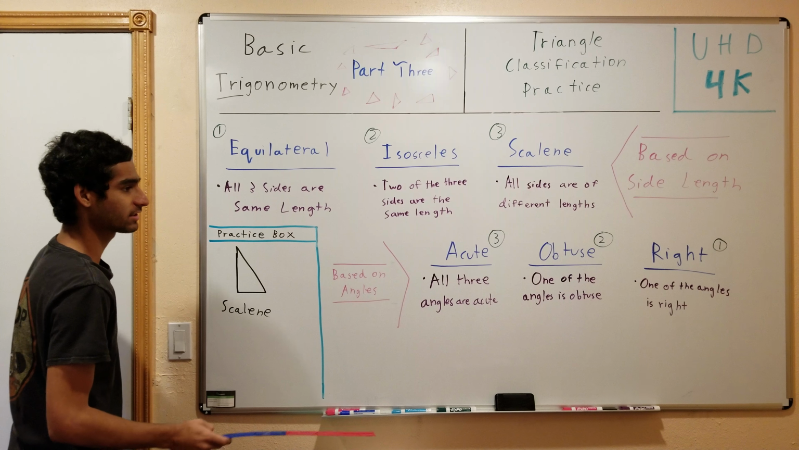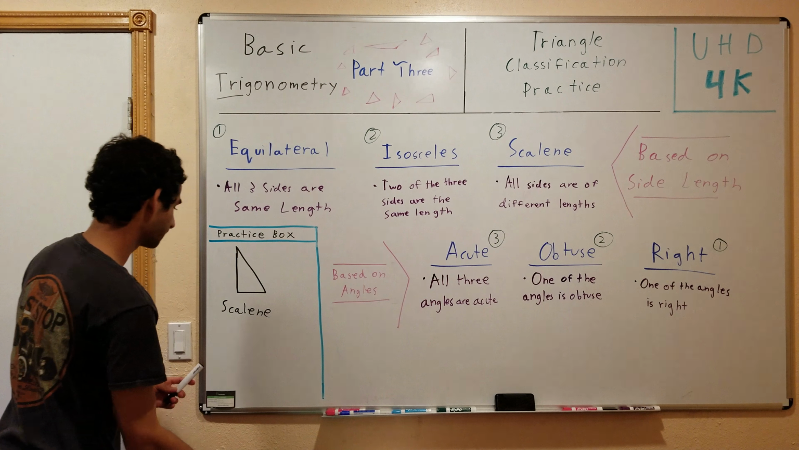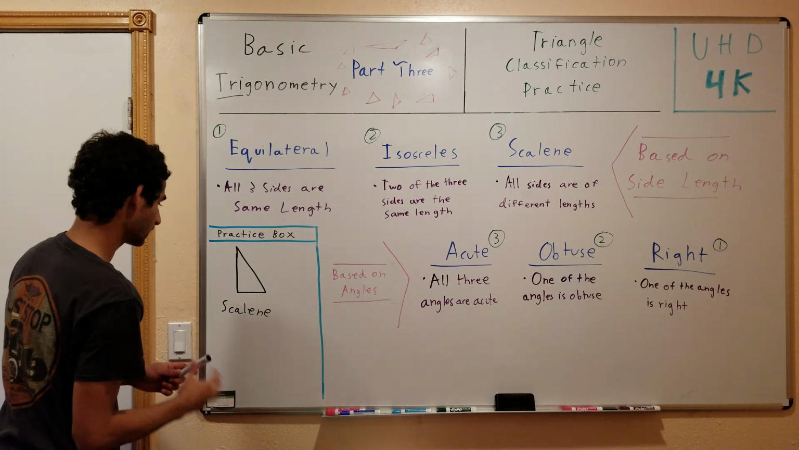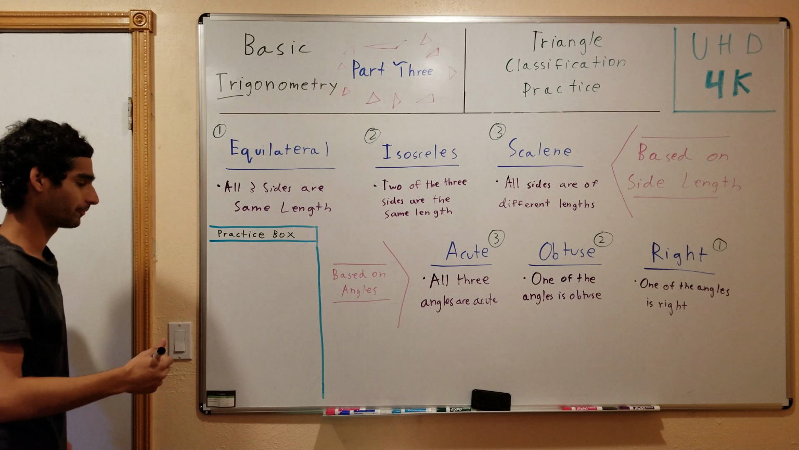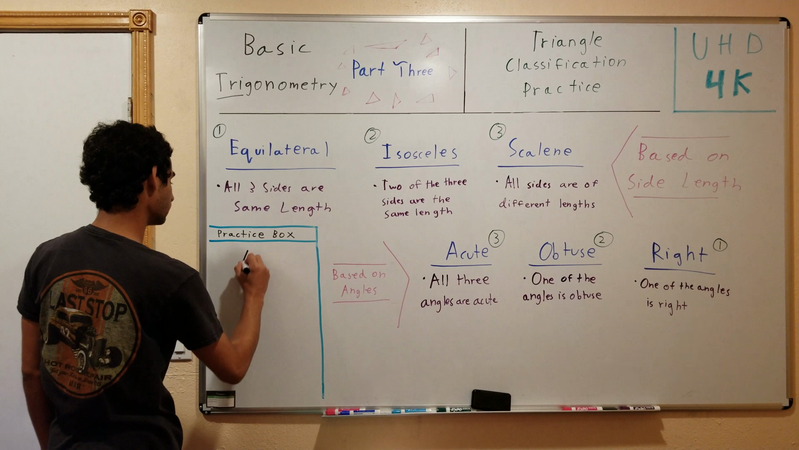Now based on angles, is this a right triangle? Yes it is, because this angle over here is a right angle. So this is a right scalene triangle. Let's do a few more. I have this triangle over here.